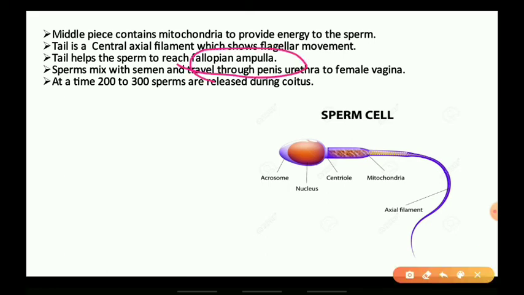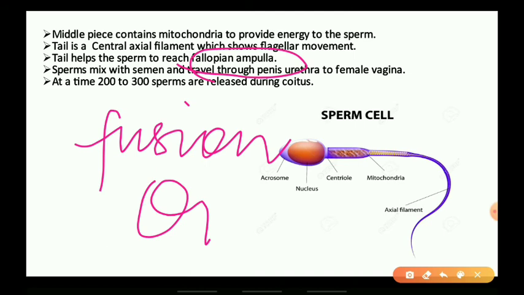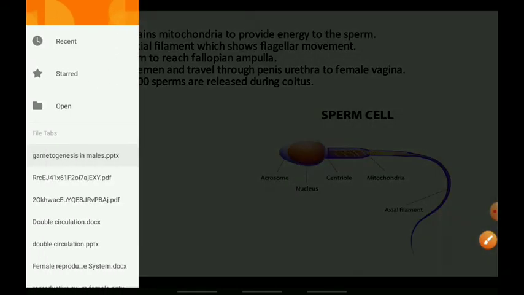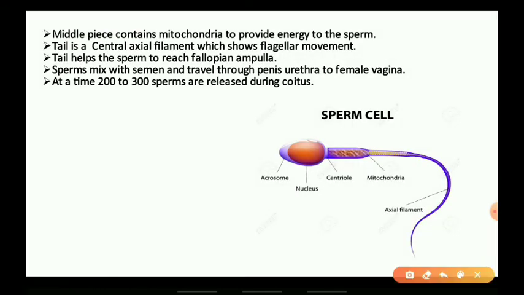Why do they have to go to the fallopian tube's ampulla? For fertilization, for the fusion with the ovum. So this much is clear: the tail of the sperm helps it to move and to reach the fallopian ampulla.